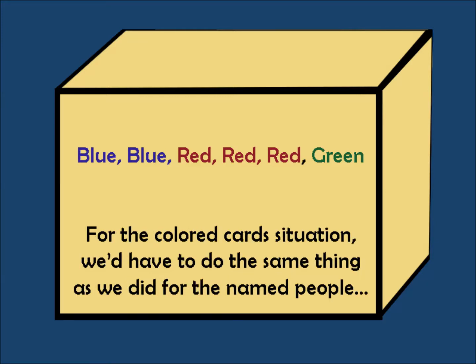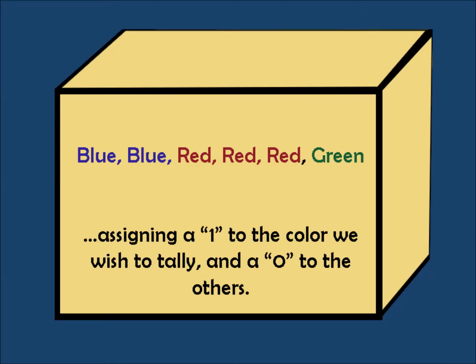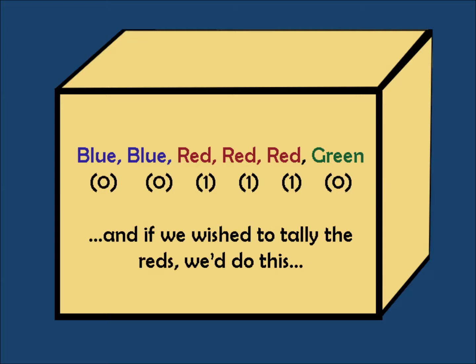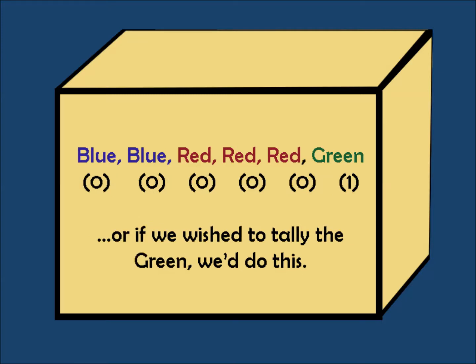But if we were going to set this up right, then we'd have to say, all right, if we're tallying blues, we'd put 1s underneath the blues and 0s underneath the others, or we'd have to do the same thing as we did for the named people, assigning a 1 to the color we wish to tally and a 0 to the others. So if we were tallying the blues, we'd do that. If we were tallying the reds, we'd do that. And if we were tallying the greens, we would do this.